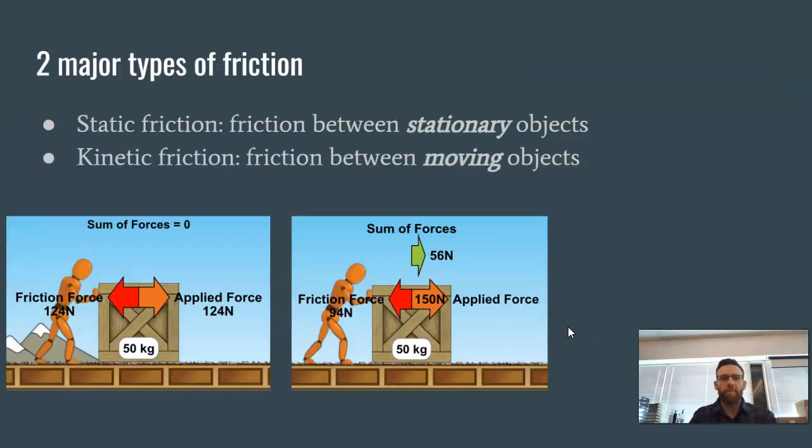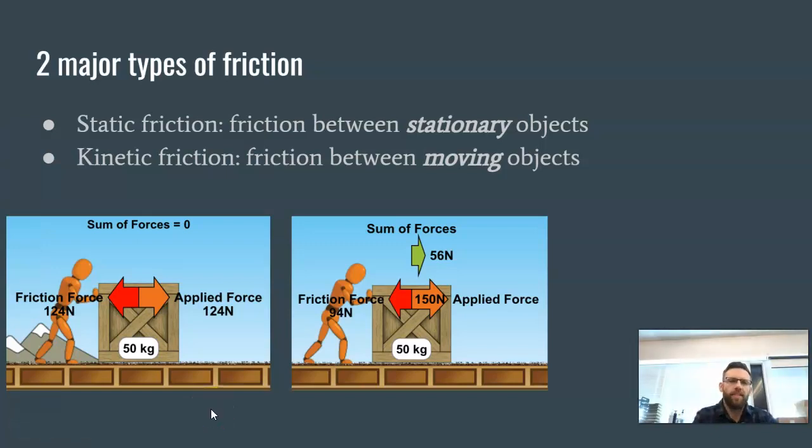So there are two major types of friction. There's static friction and kinetic friction. With static friction, you have friction between stationary objects, and kinetic friction is the friction between moving objects. All right, so I have two pictures here that you could take a look at and see how those two things are different.